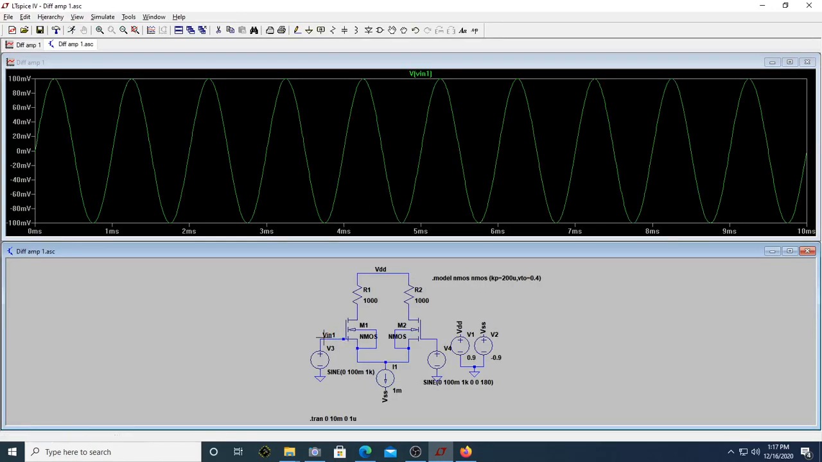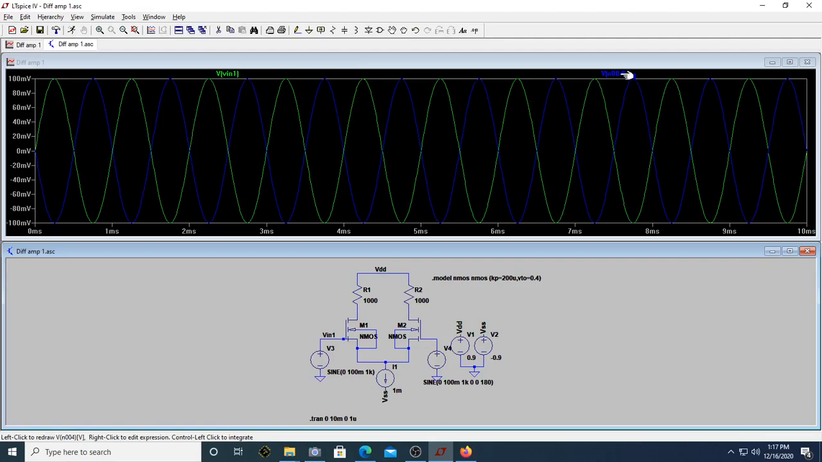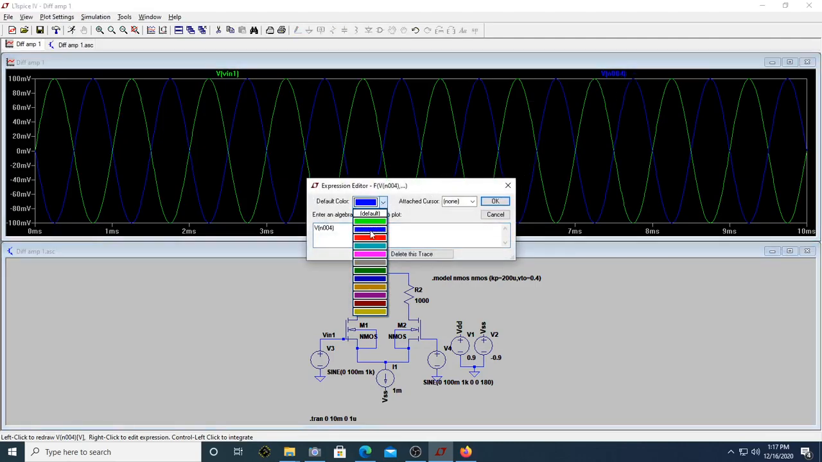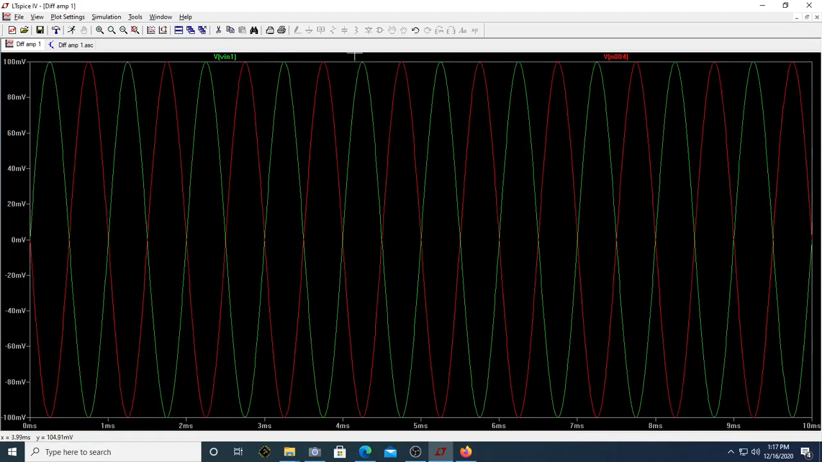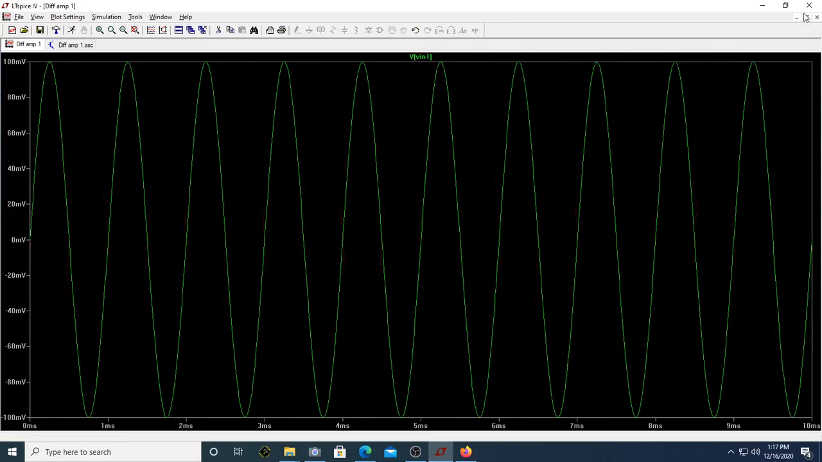Now let me see the input voltage. This is, I will say, this is V in 1. You can see V in 2 is exactly opposite. Let me just change the color of this. V in 2 is actually just the opposite because we applied minus VID by 2. What I'll do is, let me just delete for the time being over here.